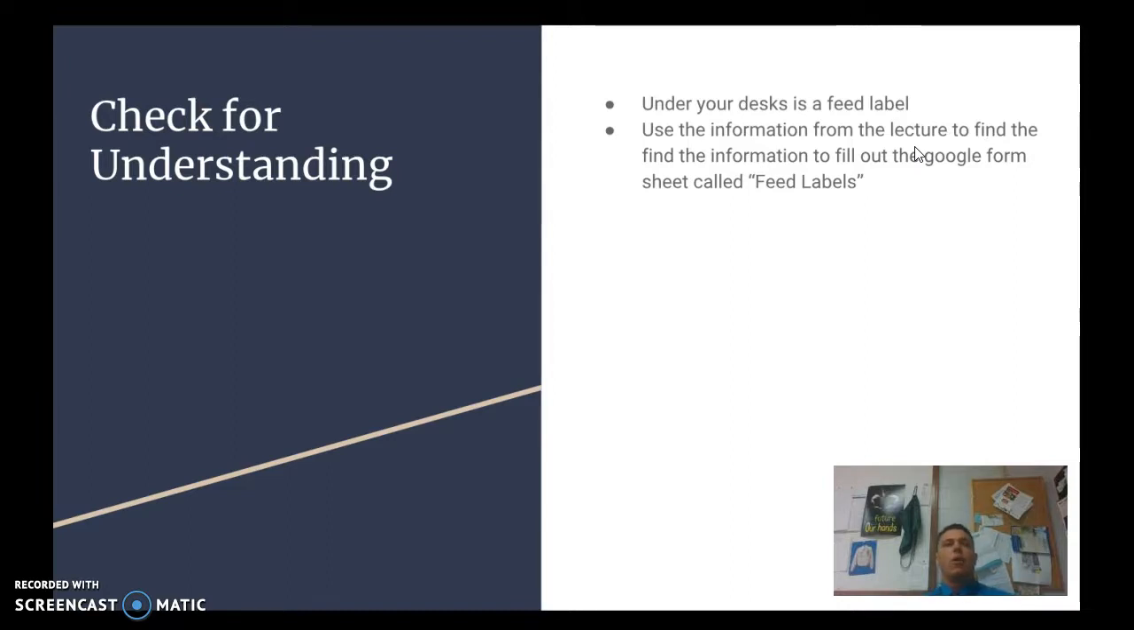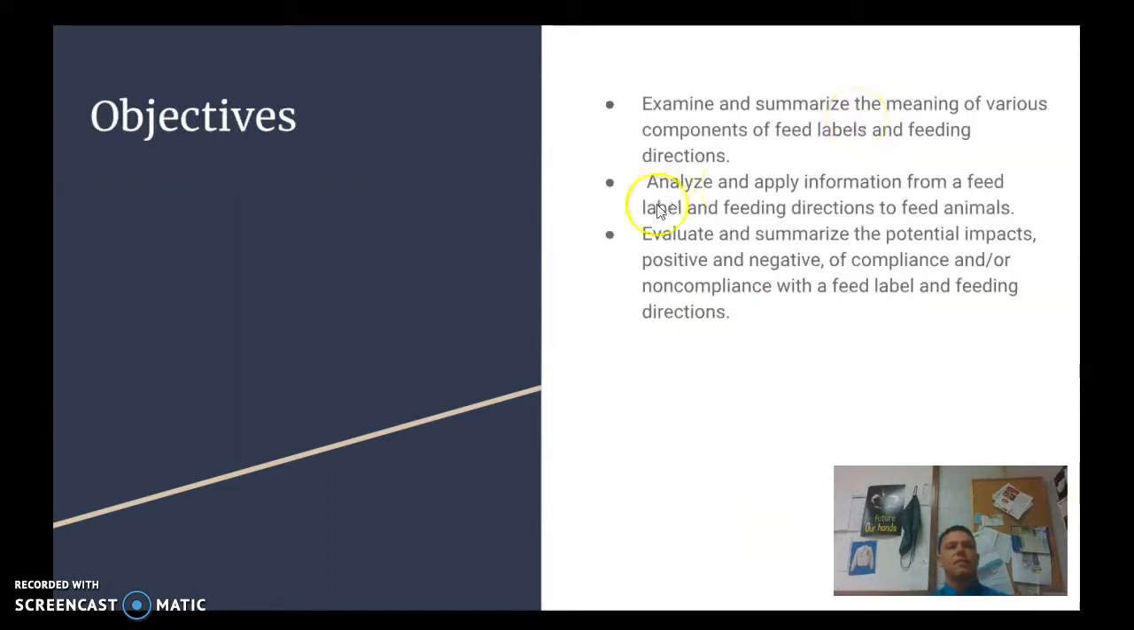This will hopefully get you on the right track to examining and summarizing the meanings of various feed labels. And then we probably aren't ready to summarize impacts and potential impacts, but we are going to get ready to start to utilize this to apply to certain animals.